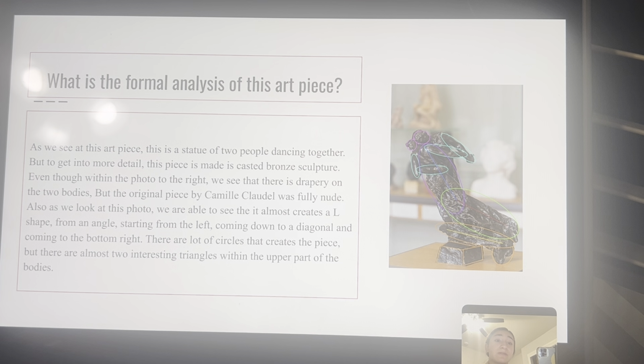As we look at this photo, we can see almost an L shape from an angle, starting from the top left, coming down in a diagonal, and coming to the bottom right. There are also lots of circles within this piece, as you can see to the right, where I was able to do different shapes and formal analysis of the sculpture. There are also two intersecting triangles within the upper parts of the bodies. With this replica piece, there are lots of details, especially within the drapery. We're able to see both shallow and deep details just within the drapery alone.